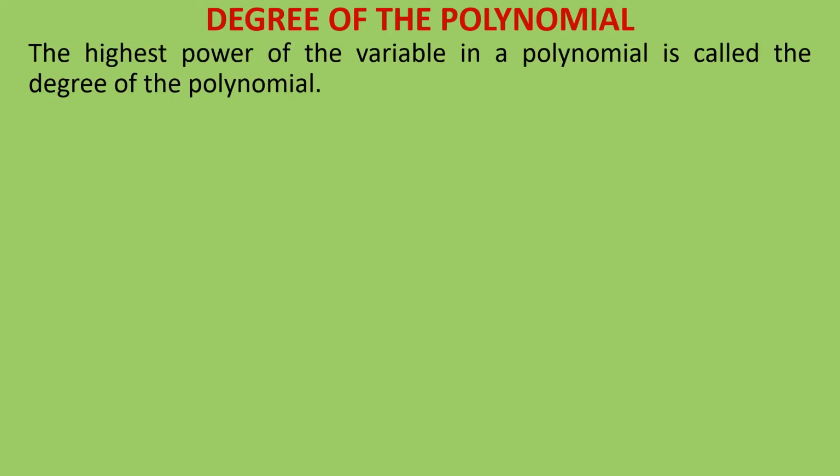Now let's discuss degree of the polynomial. So what is the degree of the polynomial? The highest power of the variable in a polynomial is called the degree of the polynomial. So what is the meaning of this? It means whenever we have a polynomial, we will see first the variables and then we will see the powers of the variables. Then in the powers, whichever power is the highest, that is the degree of the polynomial.